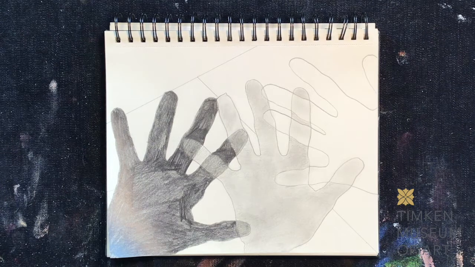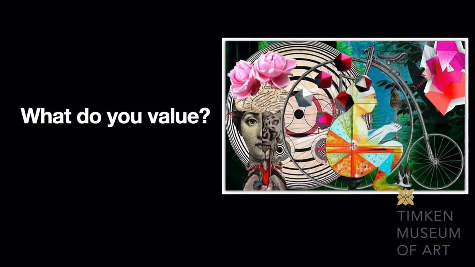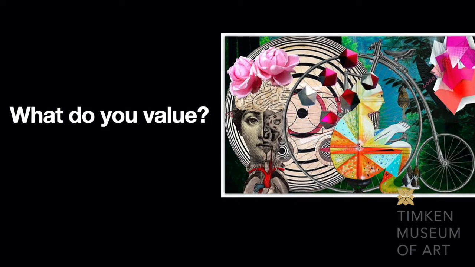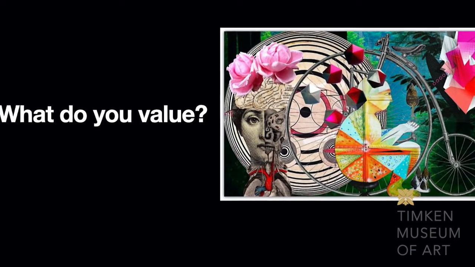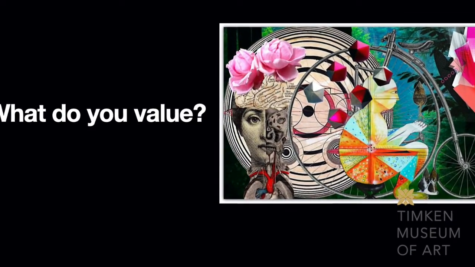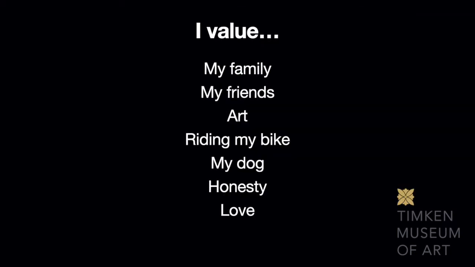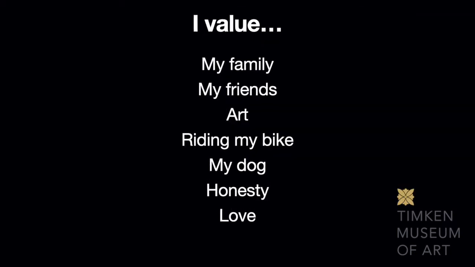You can copy exactly what I did or just put 2 random lines that pass through the entire picture. Next, we're going to move on to the second definition of value. We're going to talk about what do you value, what's important to you. So on that second sheet of paper, you are going to make a list of what you value.